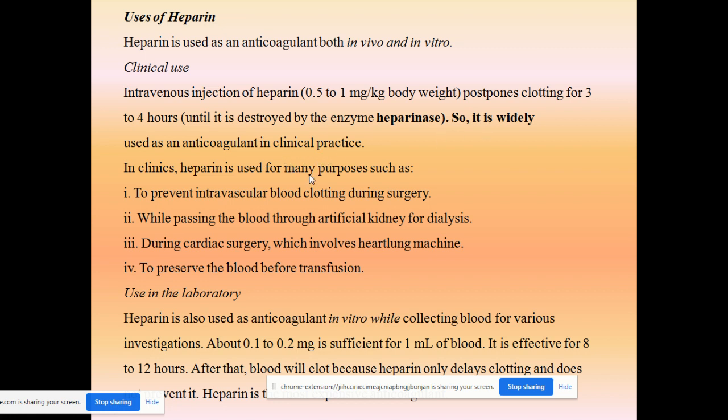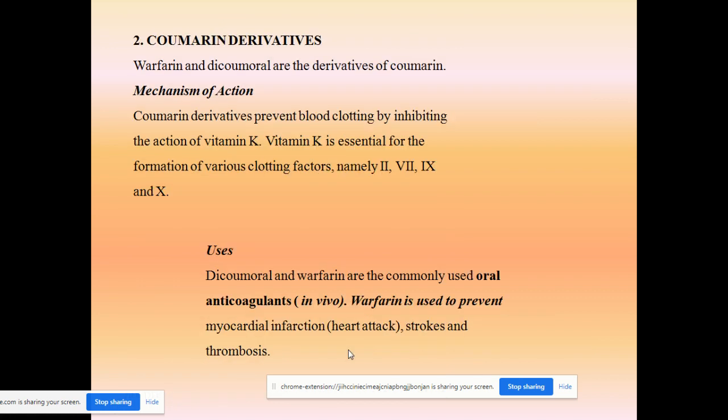So it is used in clinical practice to prevent intravascular blood clotting during surgery, during dialysis, and during some cardiac surgery involving the heart-lung machine, and to preserve the blood before transfusion. We know that when blood is collected, we add an anticoagulant. So heparin is used in the blood collection of plasma. All the biochemist people know that very well.